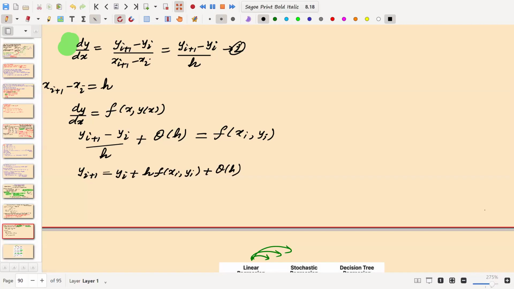How many of you think it is correct? Only one I am seeing. How many of you think it is incorrect?